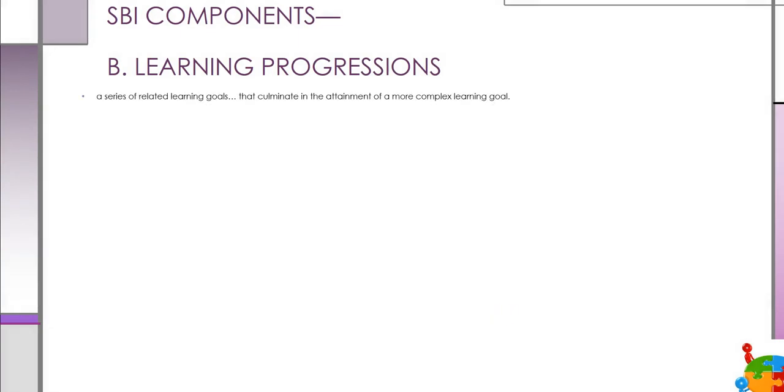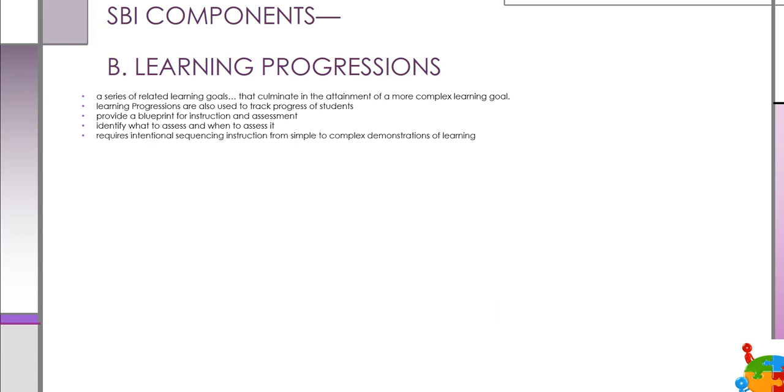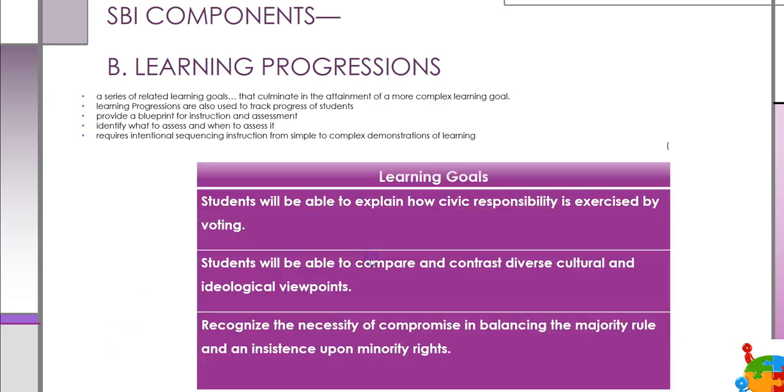Now, let's look some more at learning progressions. If we said that they are learning goals, that they help to track the progress of students, that they provide a blueprint for instruction and identify what to assess, when to assess it, and it's supposed to be intentional, then what are they? Well, here is one set of learning goals that you can say is a learning progression. So this is where you're trying to get to for the students.